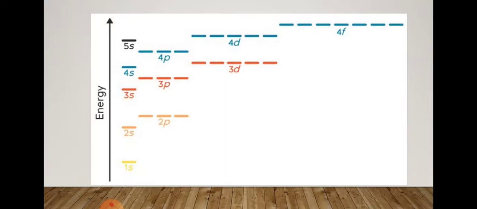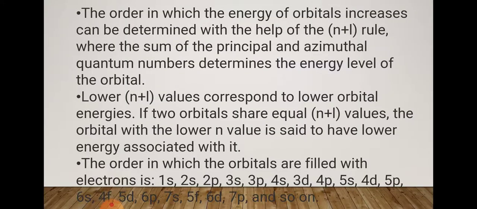So I will write that sequence and you should know that energy is increasing from 1s to 2s, 2s to 2p, 2p to 3s to 3p and so on. And there are two methods by which we can fill the electrons. One is that you should learn the sequence 1s, 2s, 2p, 3s, 3p, 4s, 3d, or the n plus l rule. You should understand the n plus l rule.